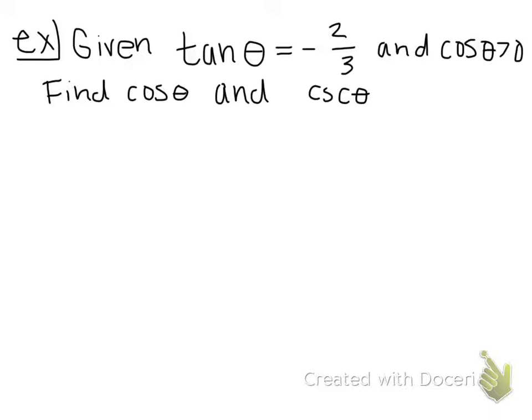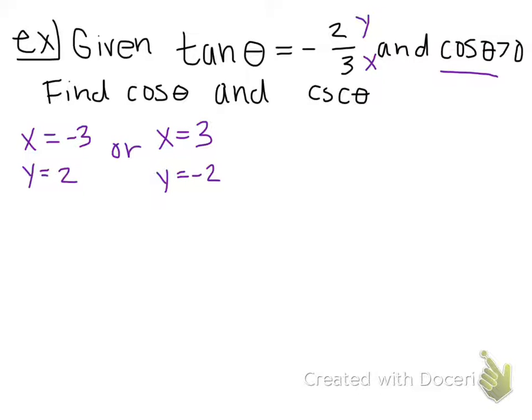So you might be wondering why you're given these two facts, or more specifically why you're given this fact. So notice the negatives in neutral territory. So there's two possible scenarios here. Either x is negative 3 and y is 2, or x is 3 and y is negative 2.